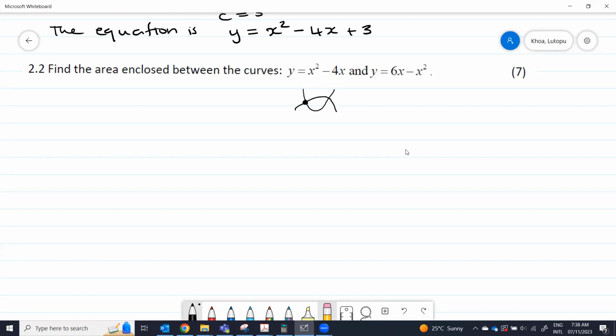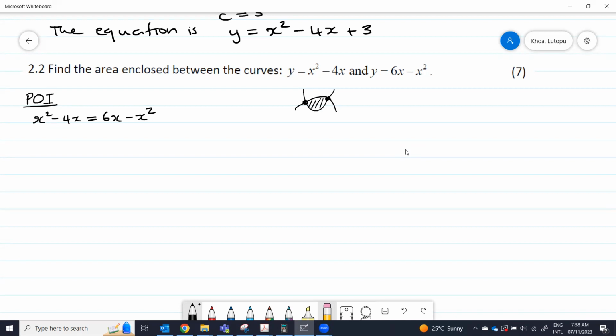What you need to work out are these points of intersection. And then this area that is enclosed between them will be the integral of the graph above minus the graph below, integrated from the first limit point to the second. So to find our points of intersection, we equate the two. So we say x squared minus 4x is equal to 6x minus x squared.